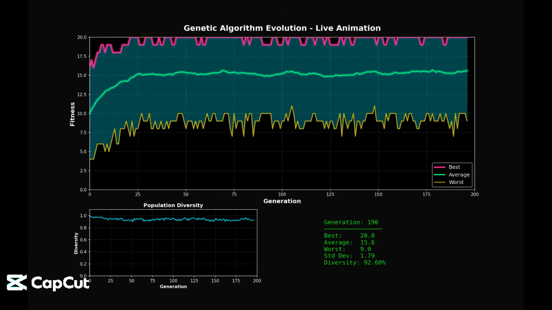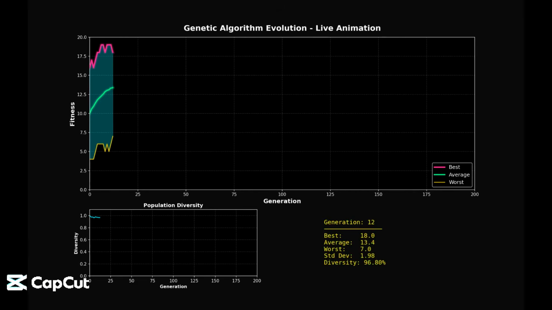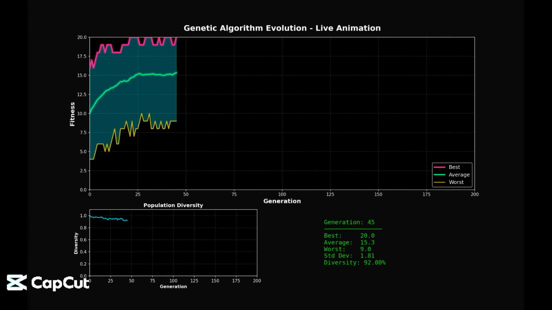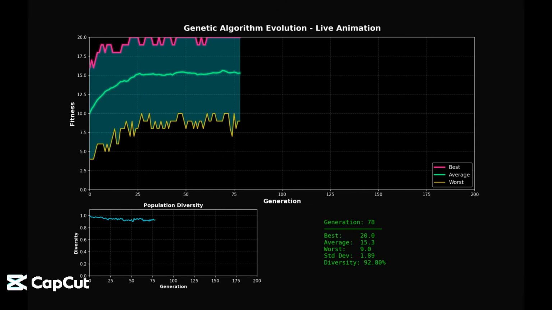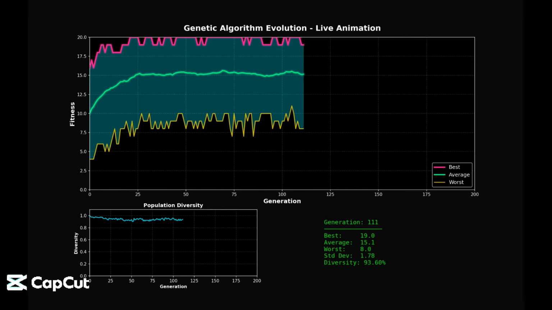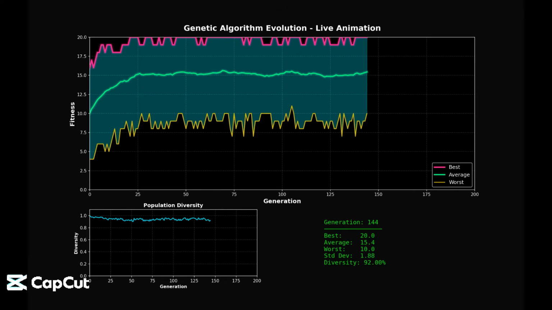The gap between these lines, that's the fitness variance. Early on, it's wide, lots of diversity, lots of experimentation. As we evolve, it narrows as the population converges. Second, bottom left, population diversity over generations. This plot answers a critical question. Are we losing genetic diversity?